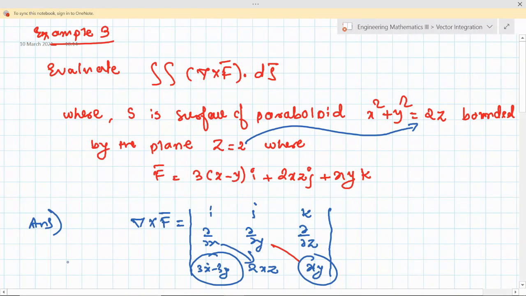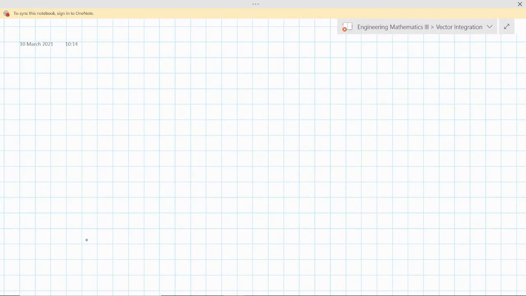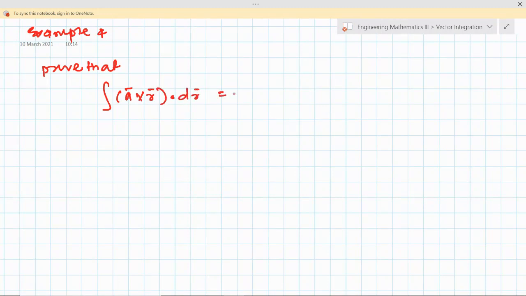Okay, so here the question is, prove that the line integral of a bar cross r bar dot dr bar over the curve C is equal to 2a bar into the surface integral over S of ds bar, where S is an open surface bounded by the closed curve C.